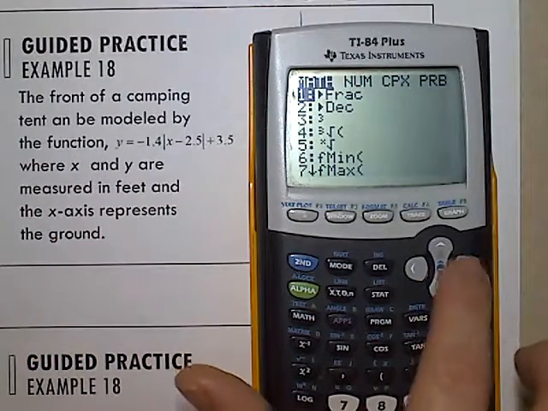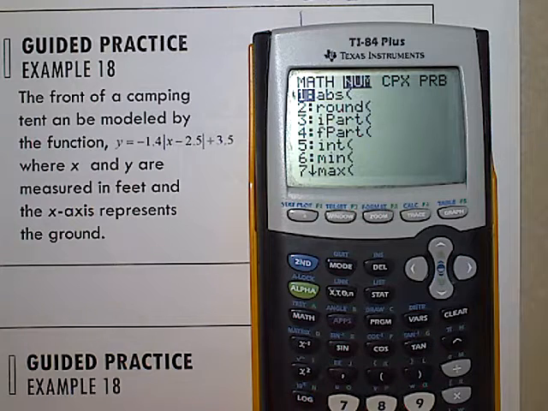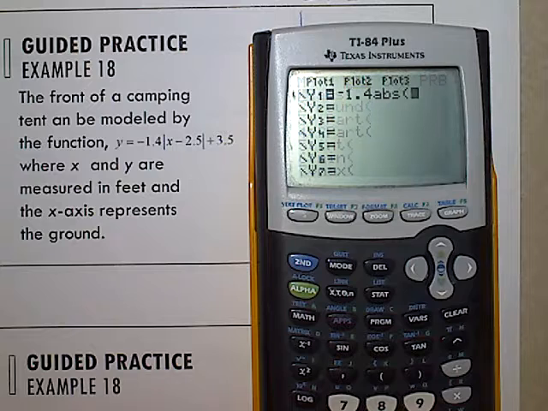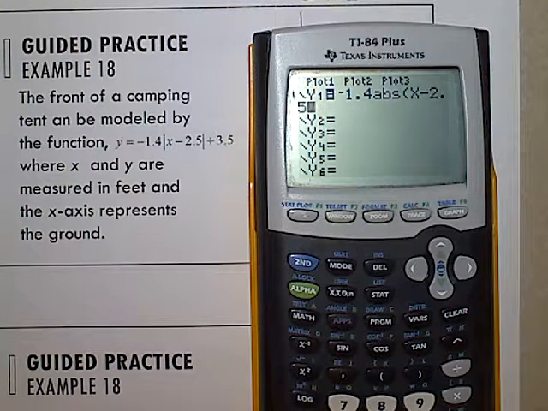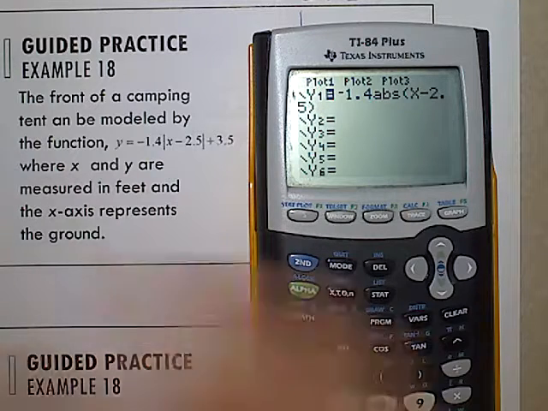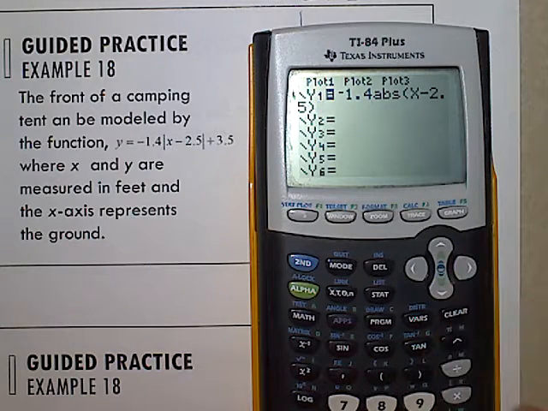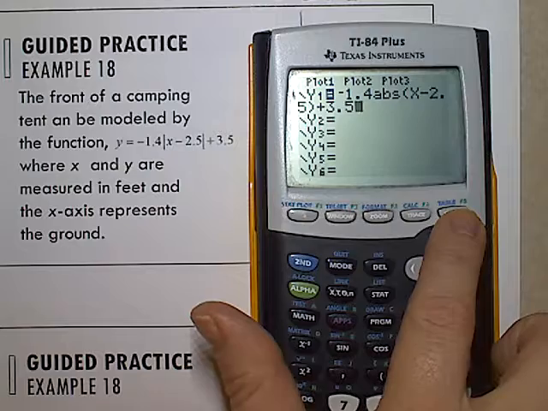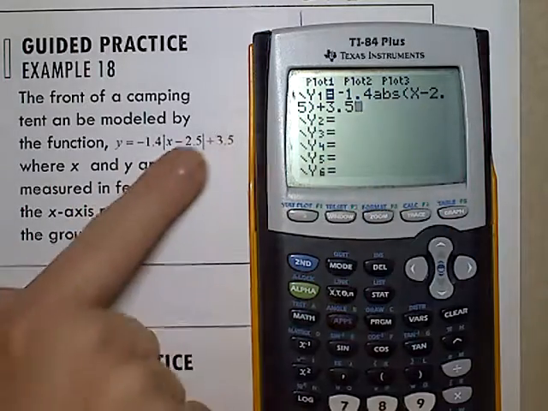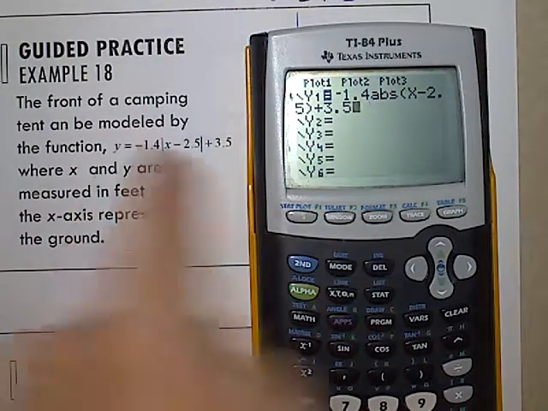Then use this arrow here and scroll across one time so that ABS, which represents absolute value, is there, and press enter. Now type in x, subtract 2.5, and end parentheses. And then we're going to go plus 3.5. When you're done, you're going to hit the word graph. When you're done, this equation is going to be found in your notes.